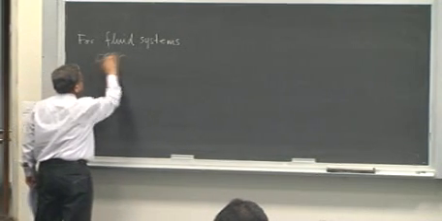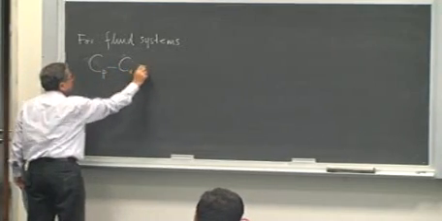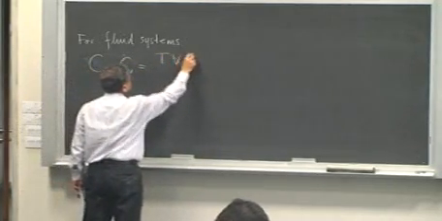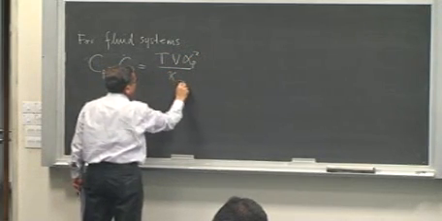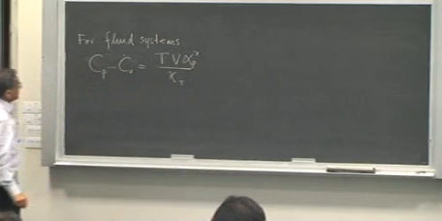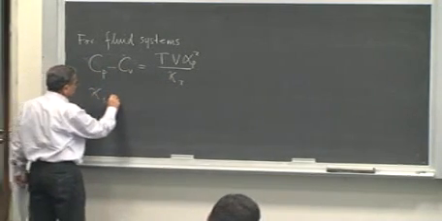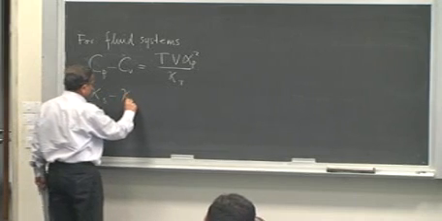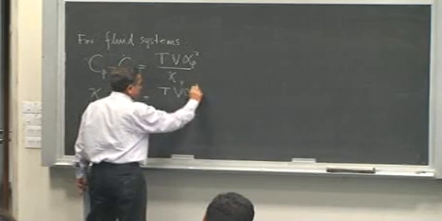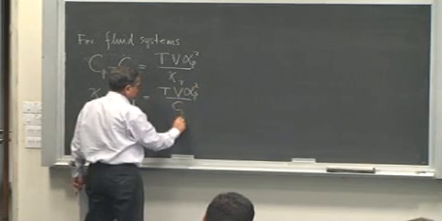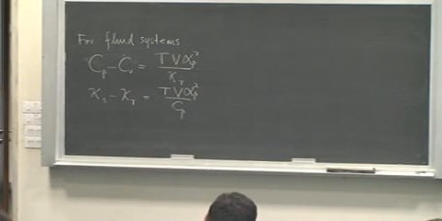Cp minus Cv being equal to T times V times alpha P squared over isothermal compressibility. And we also had another relationship, kappa S minus kappa T equal to T times V times alpha P squared over heat capacity at constant pressure.